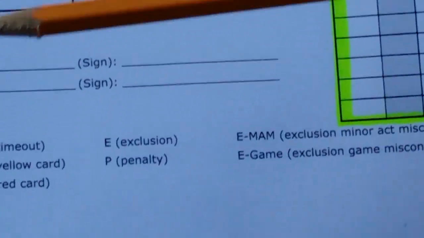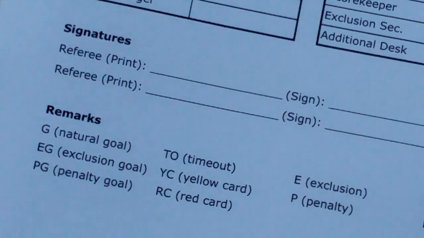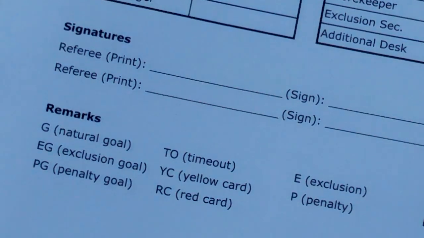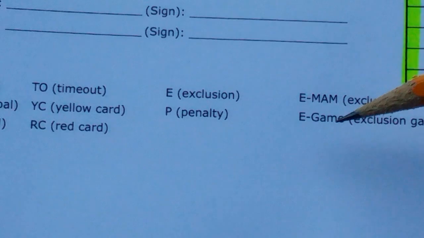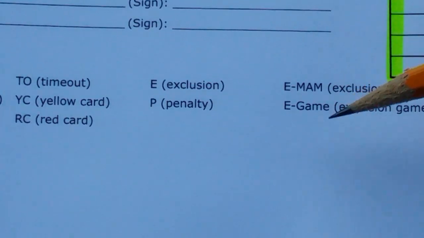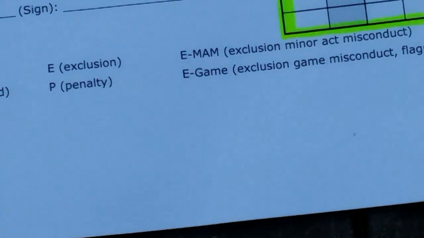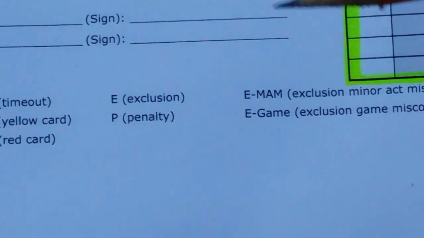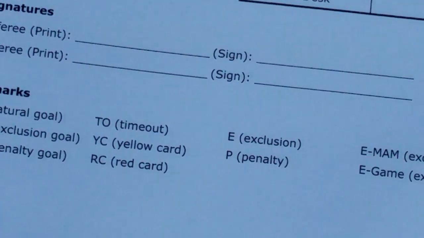For goals, you only need to write down G. You don't need to include exclusion goal or penalty goals. Also, for exclusions, you only need to write down exclusion, and exclusion game in the rare case of a brutality. You don't need to include the minor exclusion. Other remarks that you're going to need to make are penalties, timeouts, and the yellow cards and red cards.